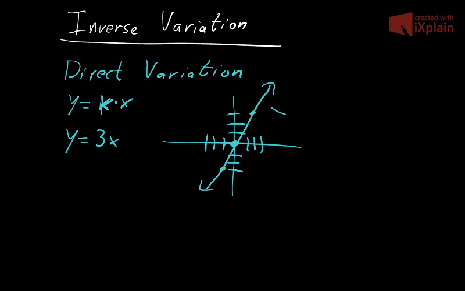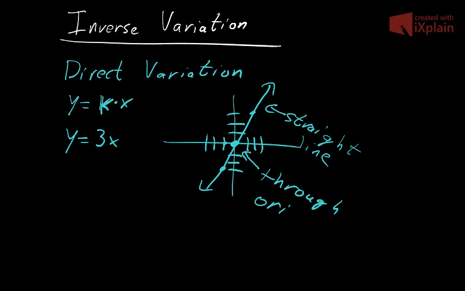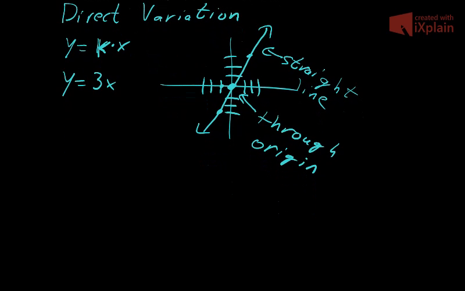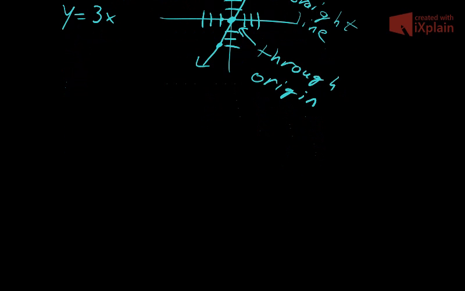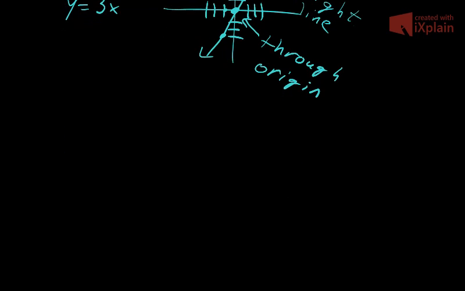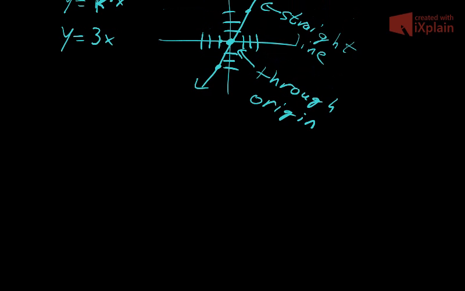And some things to note is that it is a straight line every time we have direct variation, and it also goes through the origin. And both of these, again, are going to happen every time we have direct variation. It's going to be a straight line going straight through the origin. So now that we kind of reviewed that, I want to talk to you guys about the opposite of direct variation, which is called inverse variation.